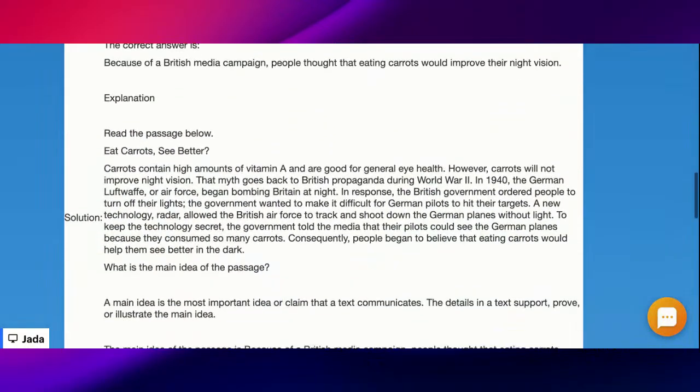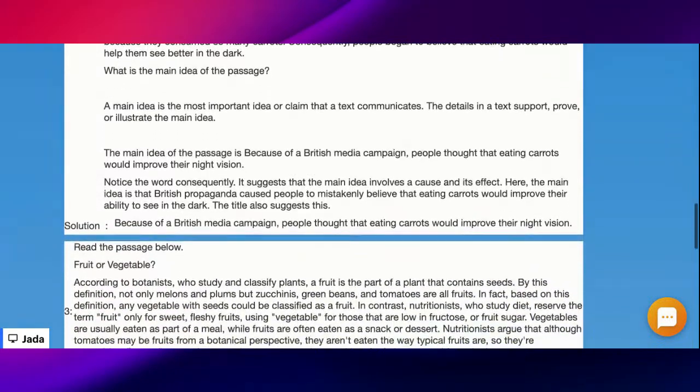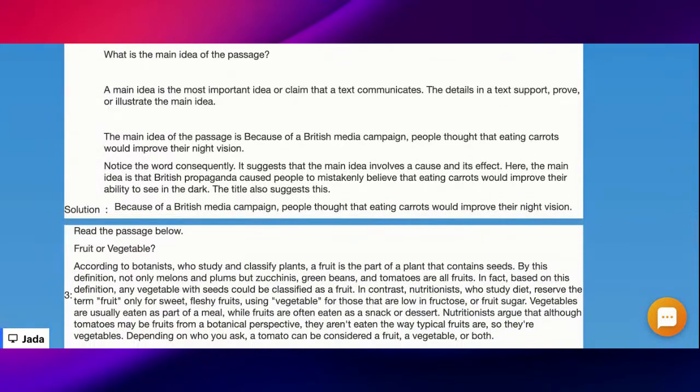So now, what is the main idea here? Okay, so the main idea of this passage is that because of a British media campaign, people thought that eating carrots would improve their night vision. So that's like the main idea. People did that because they thought that their night vision would get better.